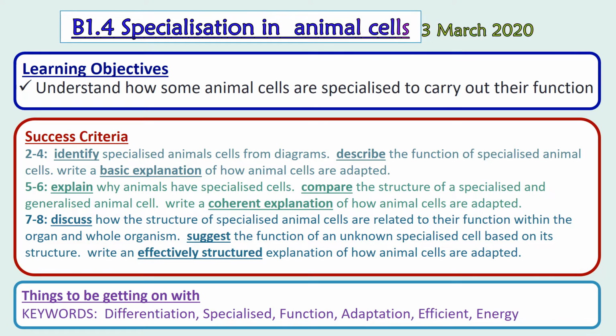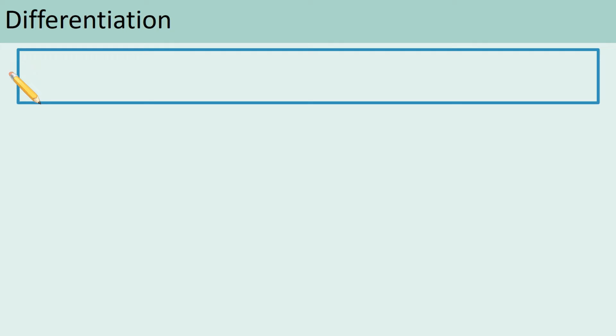There are a couple that you do need to know, but there are some really good keywords. So these words at the bottom, worth pausing and writing down: differentiation, specialised, function, adaptation, efficient, and energy. They are all very, very useful keywords. We're going to look at explaining why we have specialised cells, what they are, comparing the structure, so what's similar and what's different to the sort of generalised animal cell that we've got, and how they're adapted for their function. So let's get cracking, shall we?